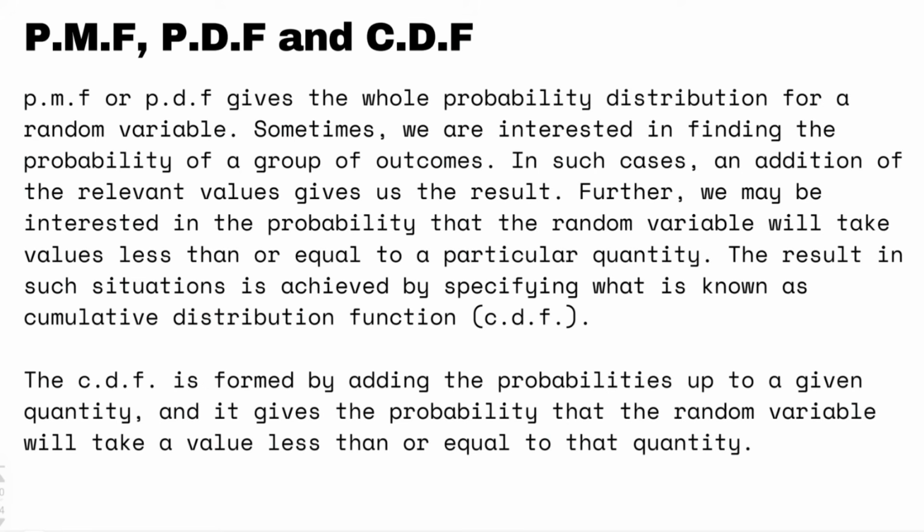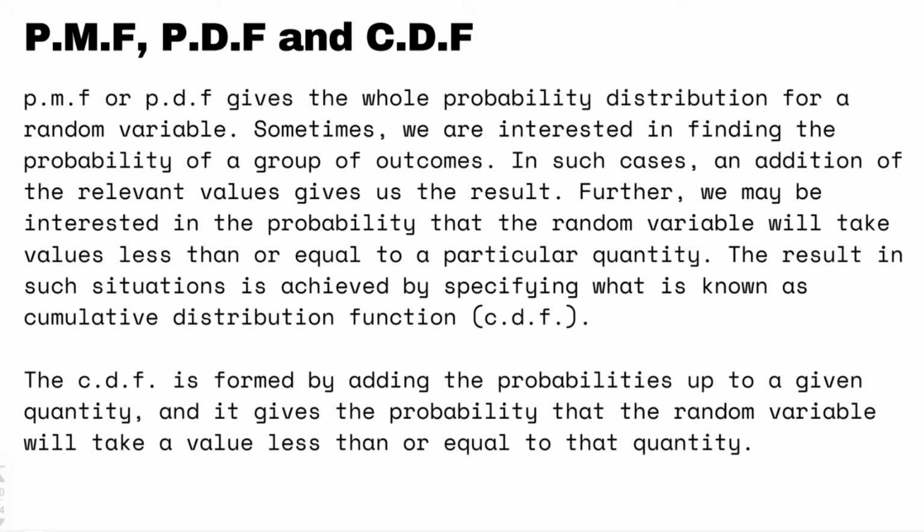Sometimes we are interested in finding the probability of a group of outcomes. In such cases, we talk about the cumulative distribution function, or CDF, because we'll be interested in the probability that the random variable takes values less than or equal to a particular quantity. Suppose there are 12 tosses of the coin, and we need the group of probabilities between 5 and 6, either 5 heads or 6 heads coming up.